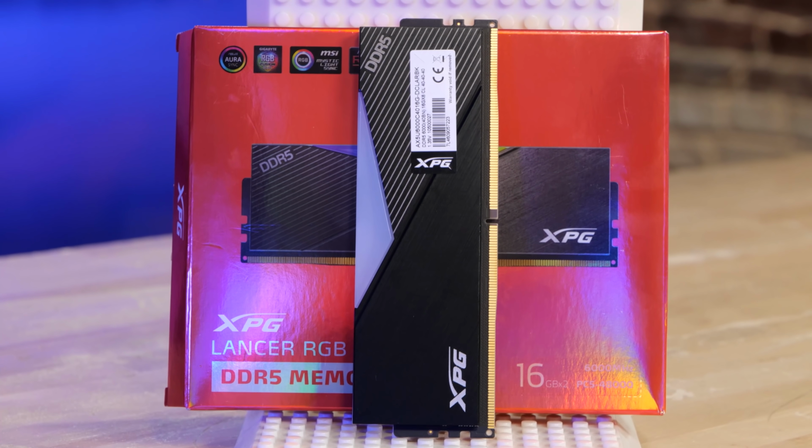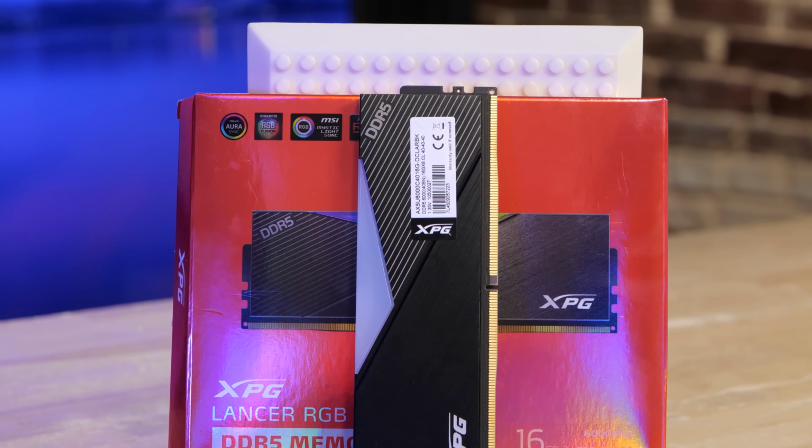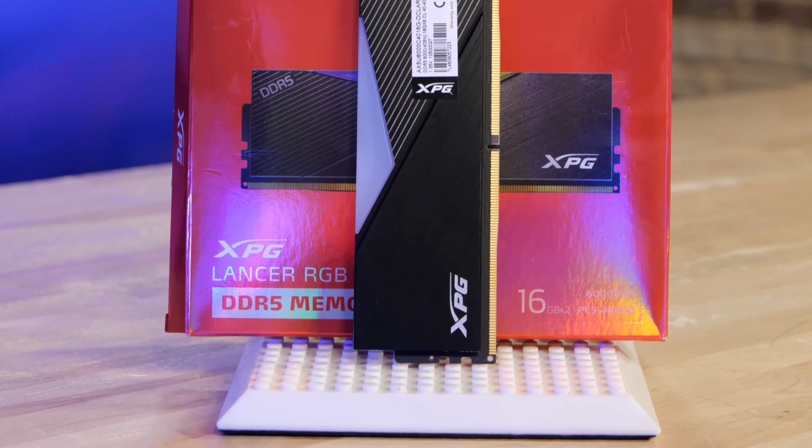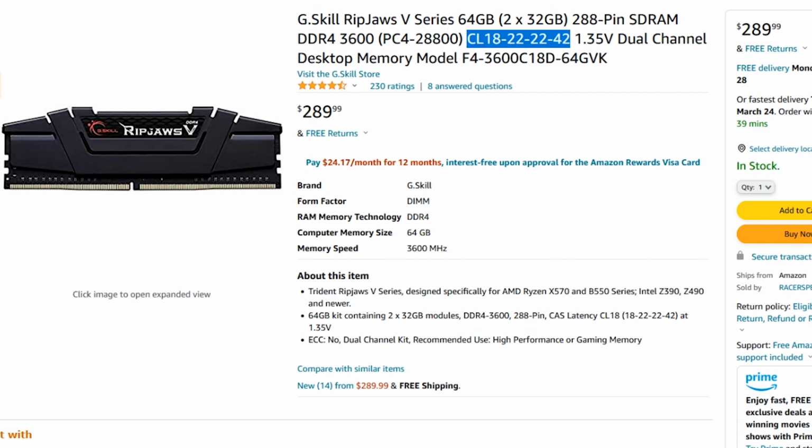This kit of ADATA memory, XPG, is the fastest DDR5 kit that I've tested so far, DDR5 6000. And if you were shopping for DDR4 memory in the past, you'd know that sometimes they play a little fast and loose with the timings. With DDR4, it was possible to get a DDR4 3600 kit that was actually slower than a DDR4 3200 kit, at least when you benchmarked it and it came to the games. And the reason for this is the timings. Most of the time, the memory is advertised with at least the first timing number.